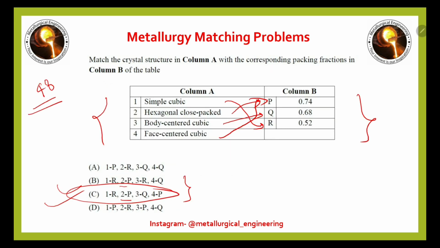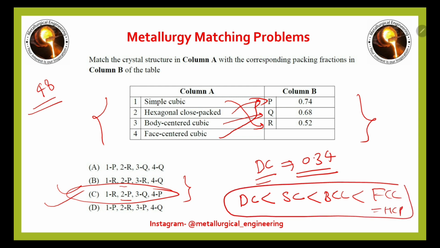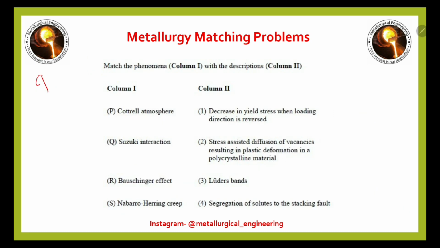You can also remember the packing fraction of the diamond cubic crystal structure, which is 0.34. If you look at the increasing order of these crystal structures, first diamond cubic, then simple cubic, then BCC, and then FCC equal to HCP. This is how the packing fraction will be. So the next problem is the 49th.